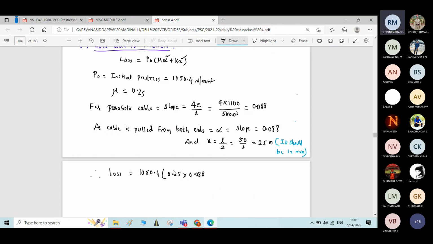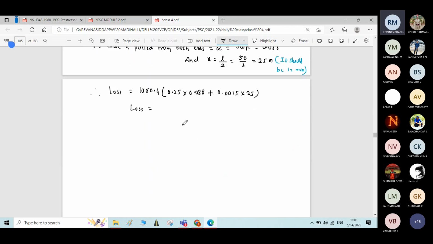Plus Kx. K is given as 0.0015, into x is 25. So by this you will get the loss due to friction. Calculate the answer.